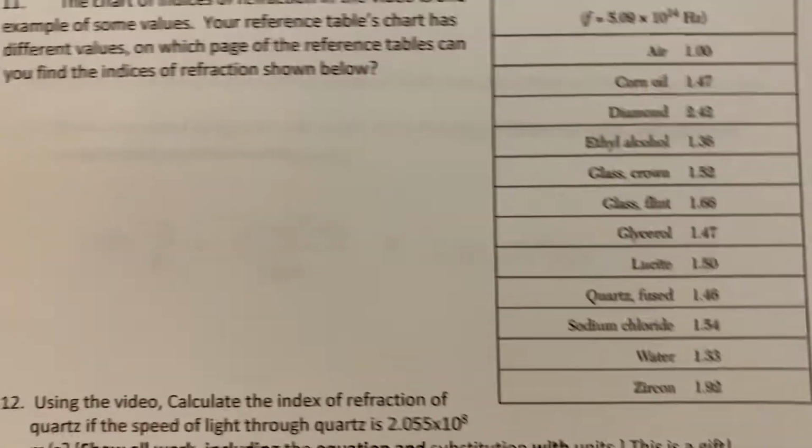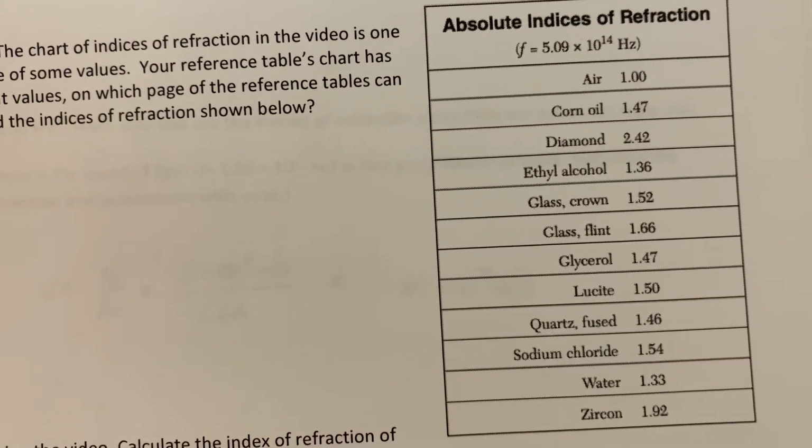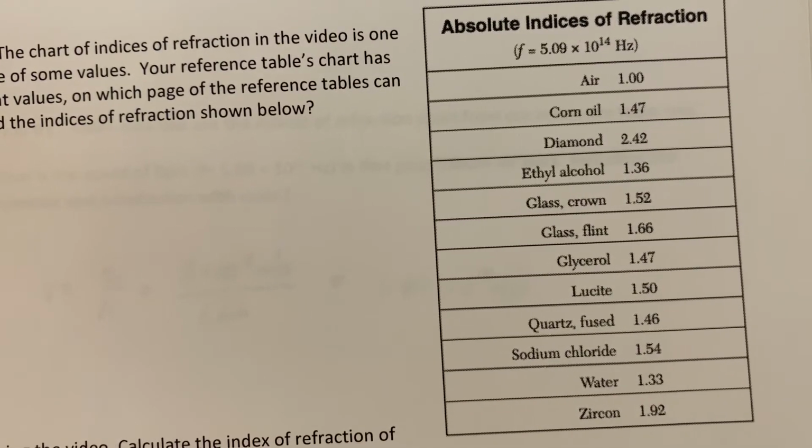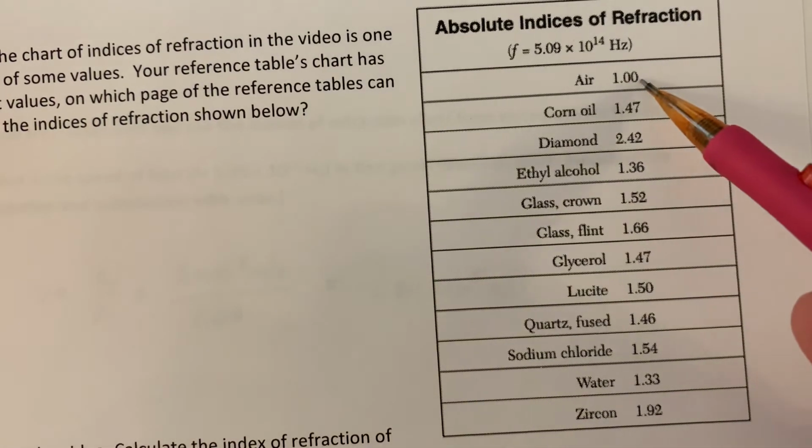Now, there's our index of refraction. It's on the second page of the reference table, depending on what order you printed the thing out in, but it should be on the second page of the reference table. And here's a listing of the indices of refraction.